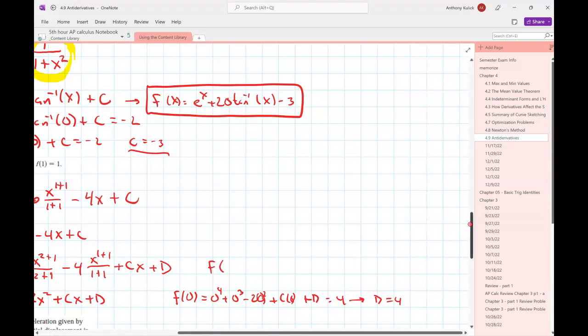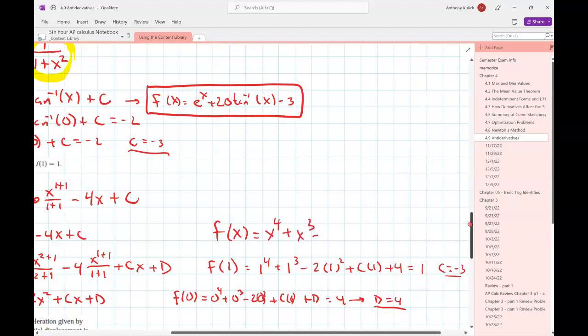And if I do now f of 1, I'd have 1 to the fourth plus 1 to the third minus 2 times 1 squared plus c times 1 plus 4 is equal to 1. So let's see, I have 1, 2, minus 2 is 0, plus 4, so I subtract the 4 over, so c is negative 3. So that's everything we need.